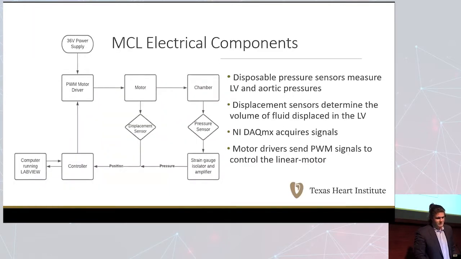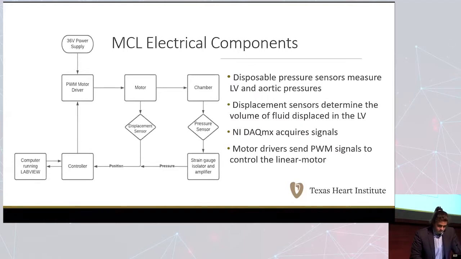Not as interesting, I'll briefly go over the engineering that went into the electrical and control side of the project. But LabVIEW controls the system using an NI data acquisition device. Disposable pressure sensors measure pressure in the aorta and left ventricle, and displacement sensors help us determine the volume of fluid that's inside of each ventricle. And motor drivers receive instructions from our controller and then send a signal to the linear motors to control them.